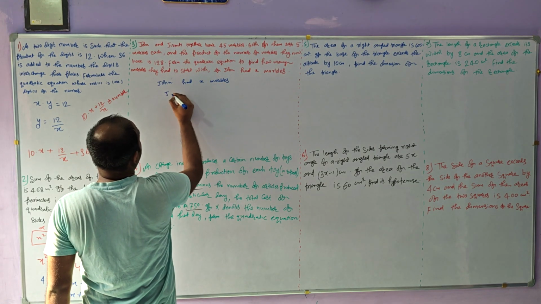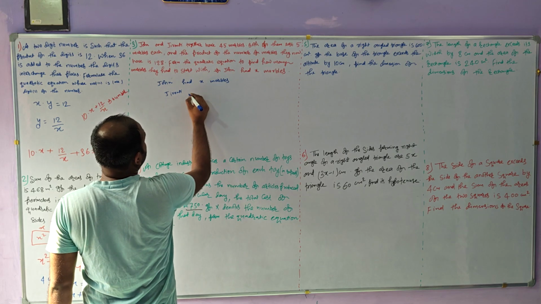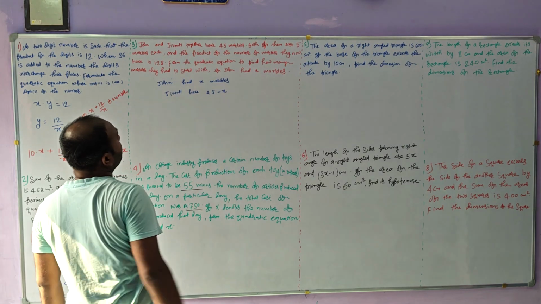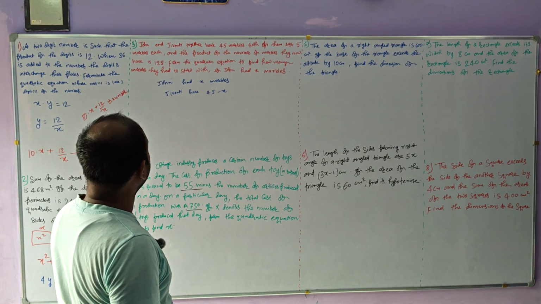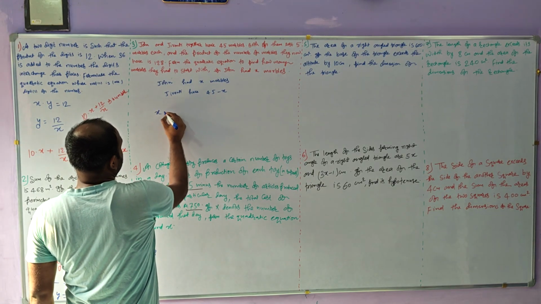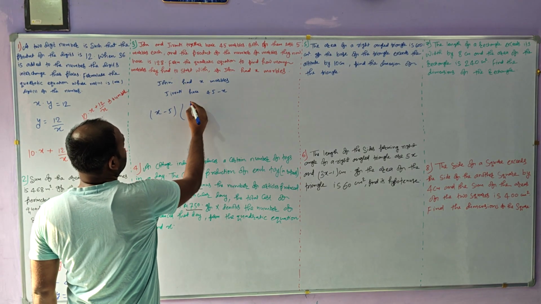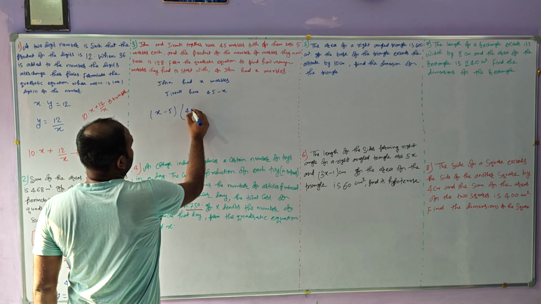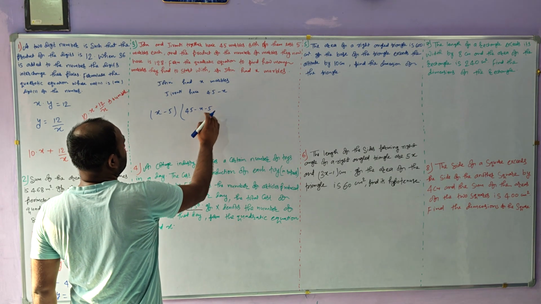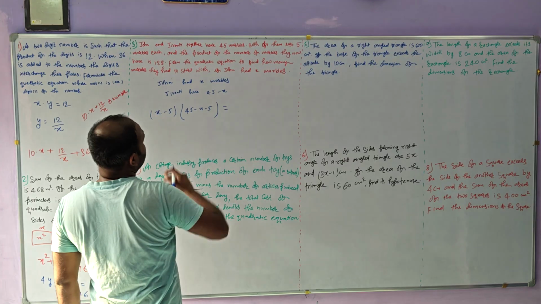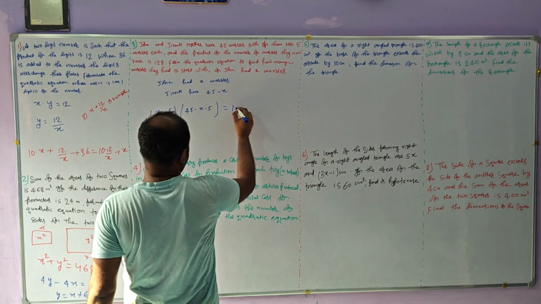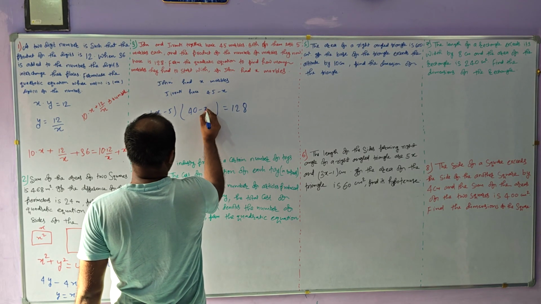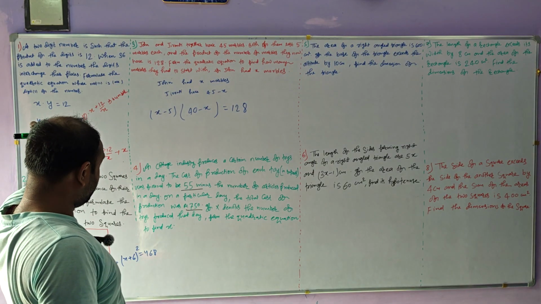That means Jivanti has 45 minus x. If both of them lost 5 marbles each, then John has x minus 5 and Jivanti has 45 minus x minus 5. That means 40 minus x, and the product is equal to 128. When we solve the equation, we get the value of x.